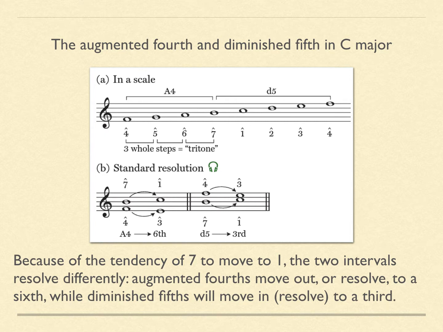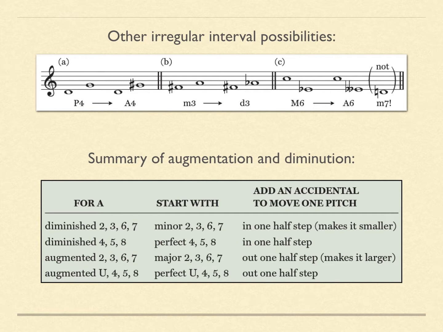So next we'll look at a couple of other odd possibilities in music that are a little bit less common, I guess you could say. A perfect fourth could expand outward to an augmented fourth. A minor third could become a diminished third, which is going to sound like a major second.